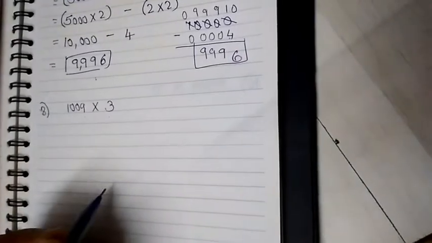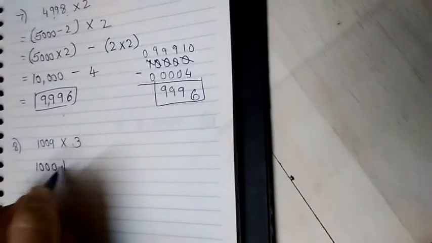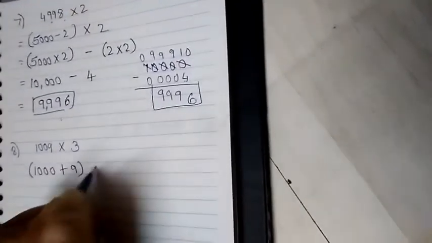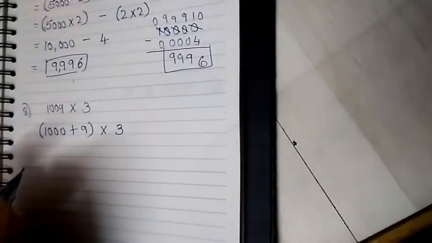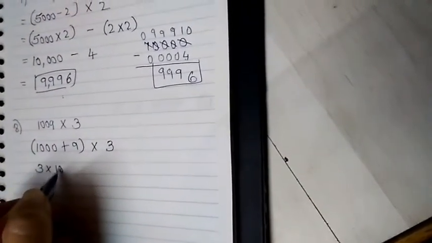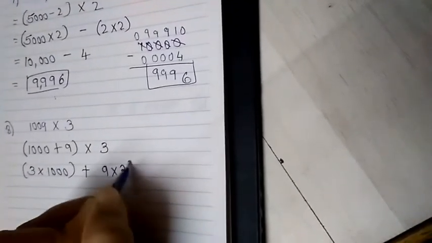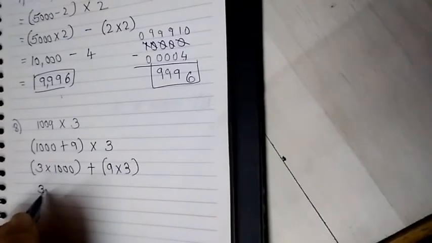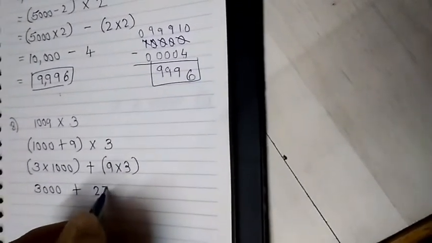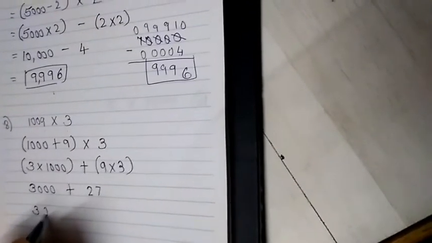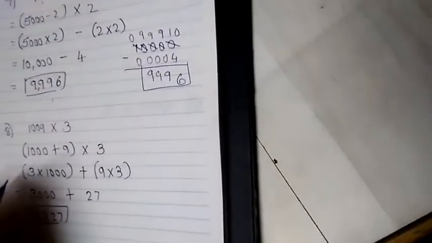Now question number 8. 109 multiply 3. This one is near to 1000. Actually 100 plus 9, multiplied by 3. Now let us distribute this 3 to both the numbers. So 3 multiply 100 plus 9 multiply 3. So it will give you 300 plus 9 3s are 27. So 327 is your final answer.